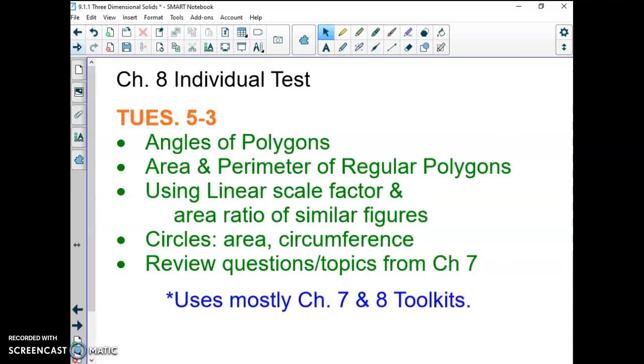Test on Tuesday: angles of polygons, area and perimeter of regular polygons, linear scale factor, area scale factor, circles, and then chapter 7 stuff. We did really well on that team problem set the other day, so that was awesome. Toolkits are a must for the test, and make sure that you're ready to go on that review. If you didn't quite finish, now it's time to get finished.